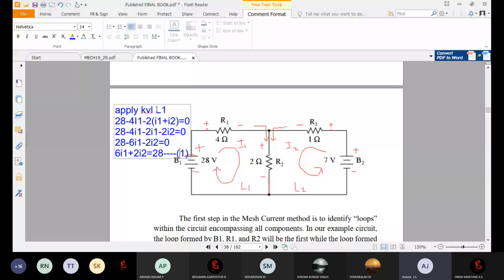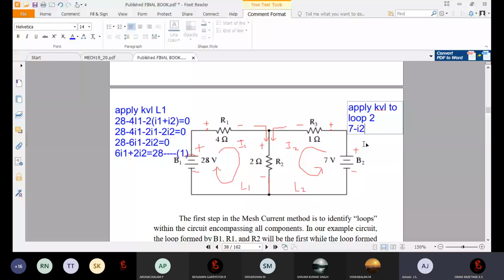Yes, sir. Similarly, I'm going to apply the KVL to loop 2. Now tell me the equation for this second loop. Starting with this one, I directly write 7, and then what is the voltage across this resistor? 7 minus 1 I2. Yes, I directly write I2.